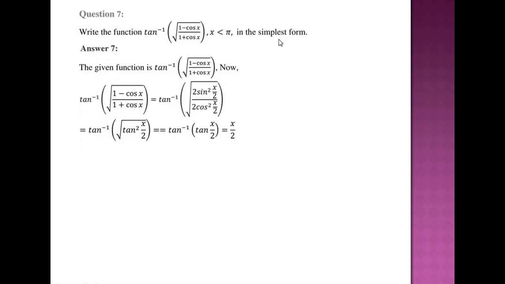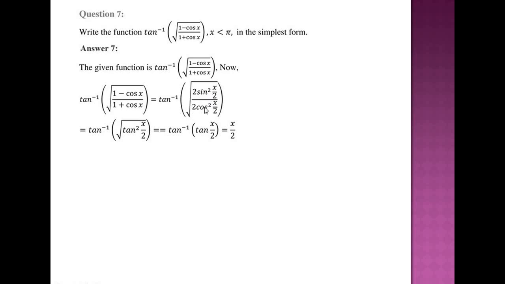Question 7. Again in the simplest form, tan inverse of under root 1 minus cos x upon 1 plus cos x, right? So again you have a direct formula. Again I need to convert this in the form of tan, so that this gets nullified, tan inverse, right? So 1 minus cos x can be written as 2 sin square x by 2. 1 plus cos x can be written as 2 cos square x by 2. Provided you remember the direct formula, otherwise you will keep haunting like how this has to crop up.